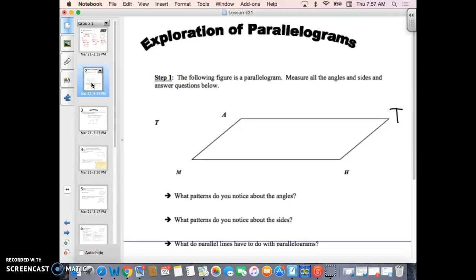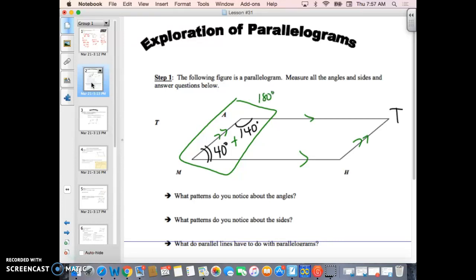So if you measure this angle here, angle A, you should get 140 degrees or something around there. And then a measure of angle M is 40 degrees. So a couple things I want you to notice. If you add these two angles up, again, parallelogram, you should see the word parallel. These sides are parallel, and these sides are parallel. So if you think about parallel lines cut by a transversal, these angles here are same side interior angles, and so they're going to be supplementary. And so if you add them up, they should equal 180 degrees.